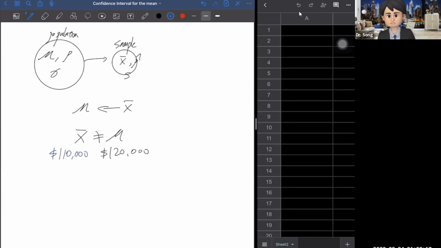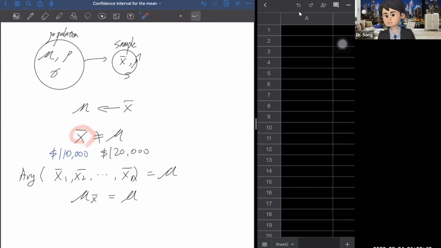So they are different. But when we repeat this process, then we get many x bars: x1 bar, x2 bar, and so on and so forth. And when we get many samples and take the average of the sample means, then it will be the same as the population mean. But there is a condition: the sample mean, when you collect the sample, has to be unbiased. So that we can denote mu of x bar equals the population mean mu. But as you notice, the sample mean in many cases is not equal to the population mean.